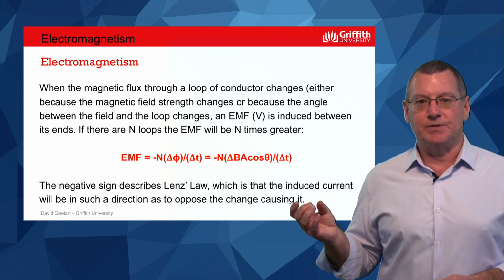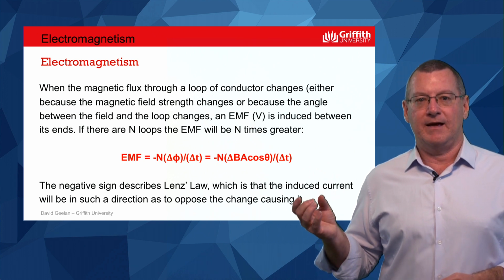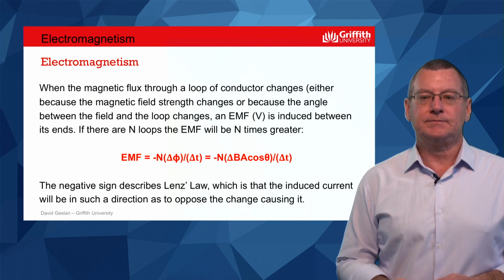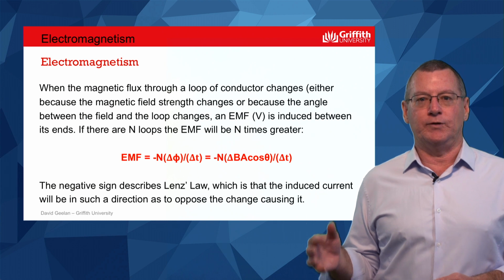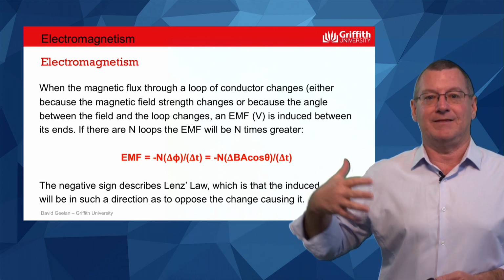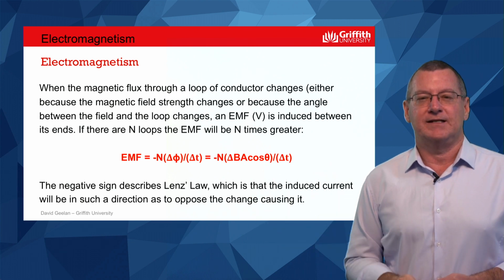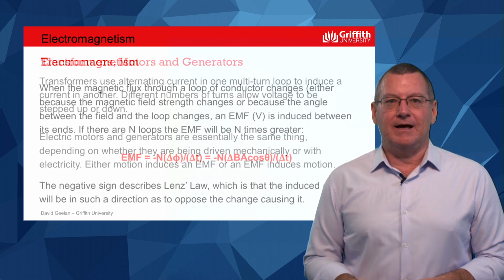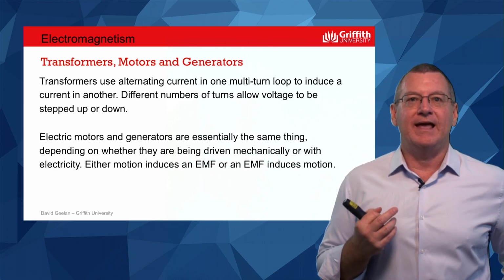If I'm trying to make the loop smaller, the EMF will be induced in such a way that it tries to make the loop bigger, and so on. If I'm trying to reduce the magnetic field, an EMF will be induced that will create a new magnetic field that tries to make the field bigger, and vice versa. So hopefully interesting. And I've been talking about transformers along the way.